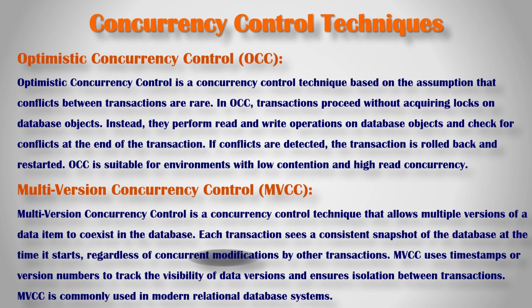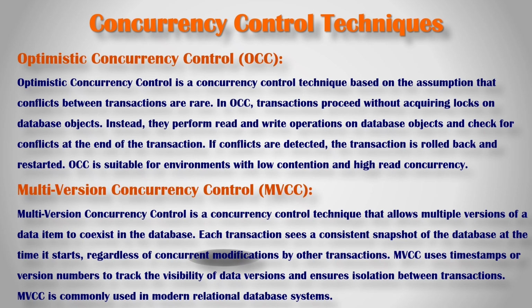Optimistic Concurrency Control, OCC. Optimistic concurrency control is a concurrency control technique based on the assumption that conflicts between transactions are rare. In OCC, transactions proceed without acquiring locks on database objects. Instead, they perform read and write operations on database objects and check for conflicts at the end of the transaction. If conflicts are detected, the transaction is rolled back and restarted. OCC is suitable for environments with low contention and high read concurrency.